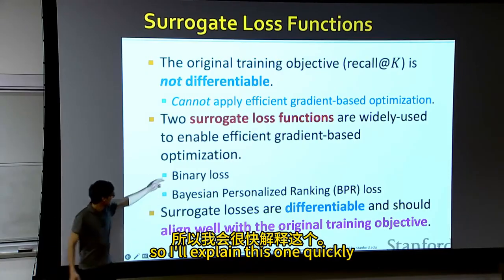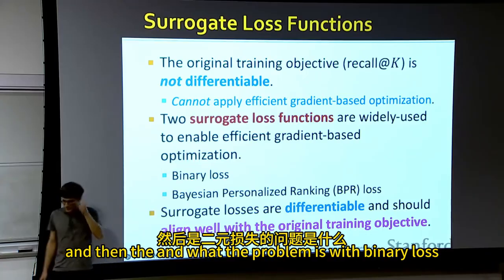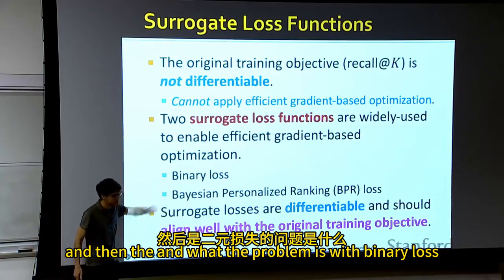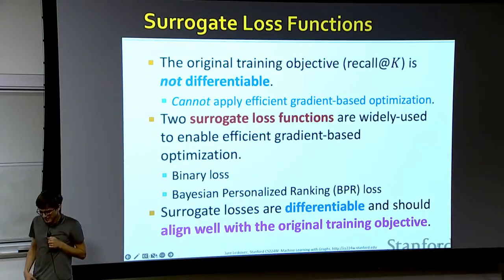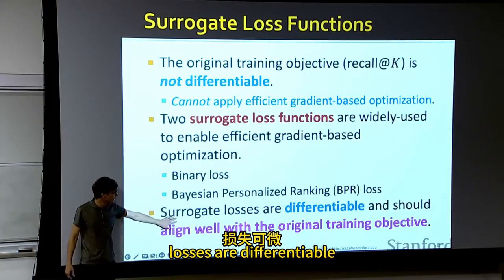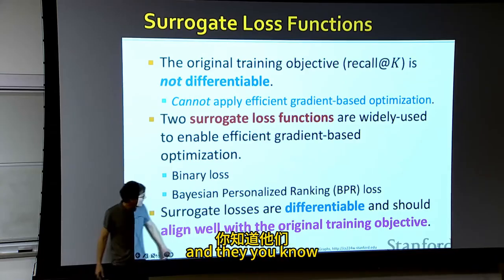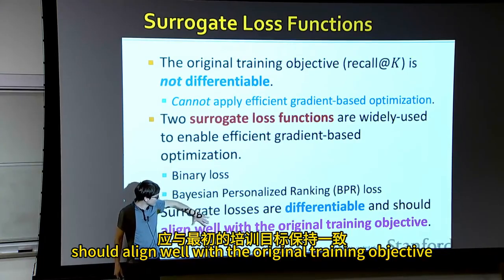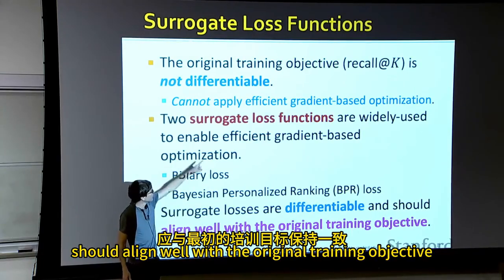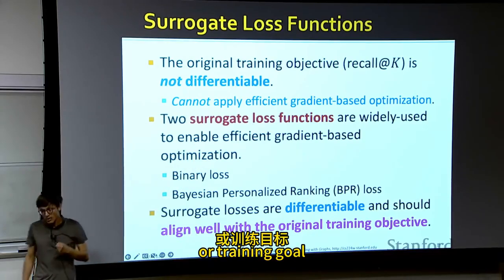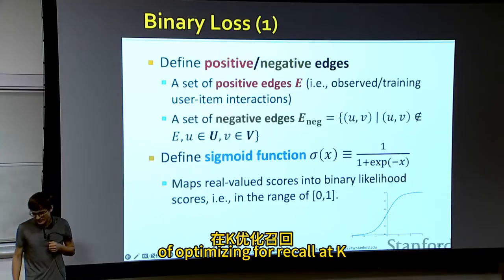So I'll explain this one quickly, and what the problem is with binary loss, and then I'll show you the BPR. The point is that these surrogate losses are differentiable, and they, in some sense, should align well with the original training objective, or training goal, of optimizing for recall at k.